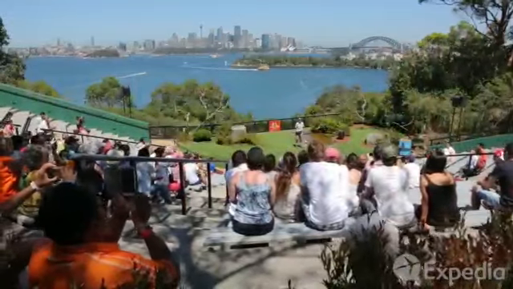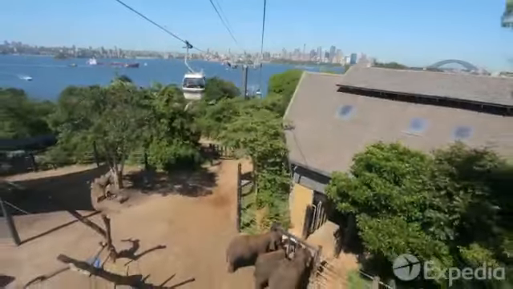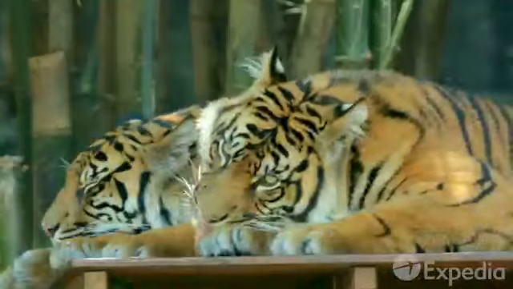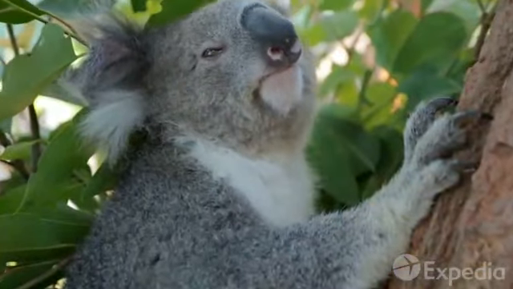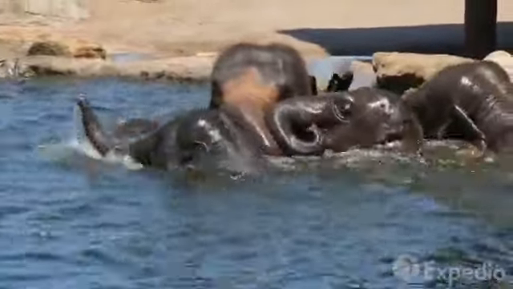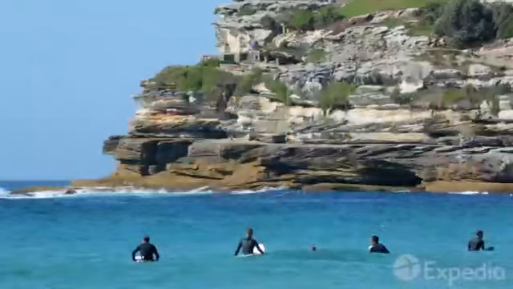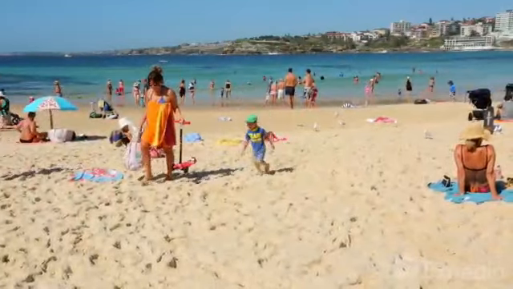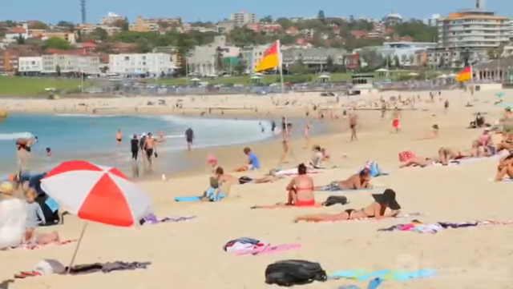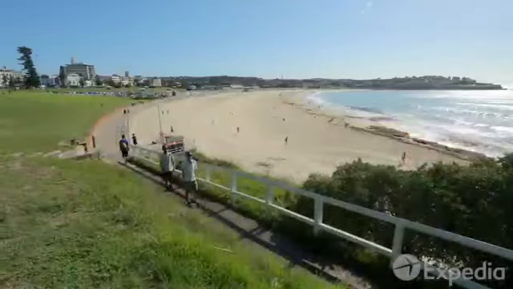But for the zoo with the view, hop back on the ferry and cruise over to Taronga Zoo. Ride the cable car to the top of the hill and follow the paths back down, past some of the happiest and most relaxed looking creatures you'll ever see. And who wouldn't be with views like this? When it's time to cool off, grab your towel and head to Bondi Beach. You haven't experienced Sydney until you've felt Bondi's golden sand between your toes. The beach is patrolled year-round by bronzed Aussie lifesavers, but always remember to swim between the flags.